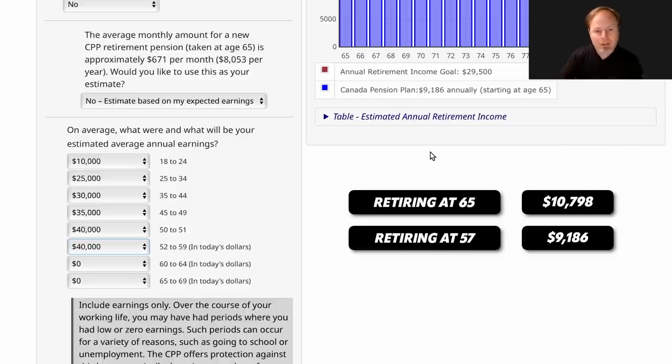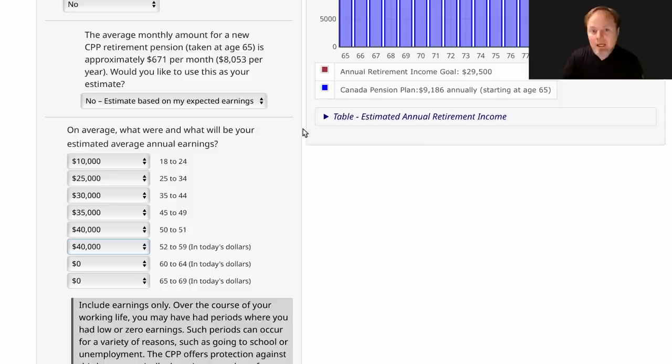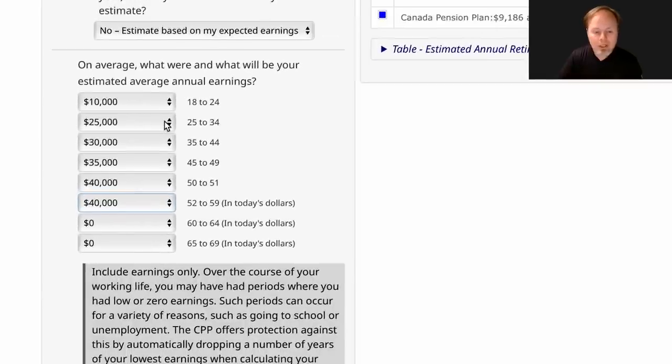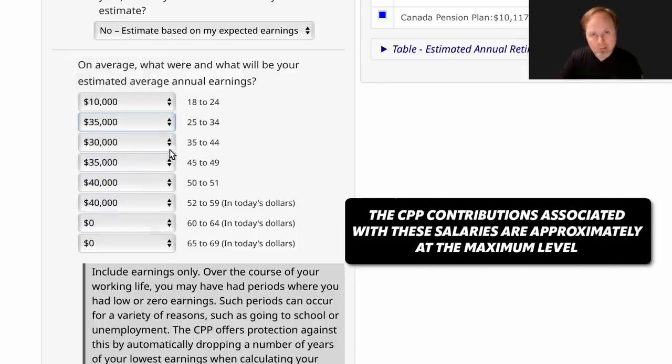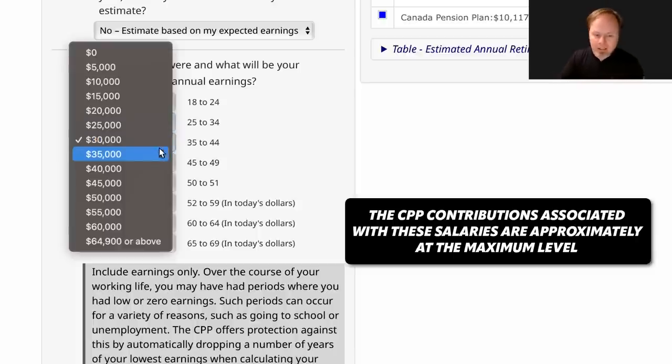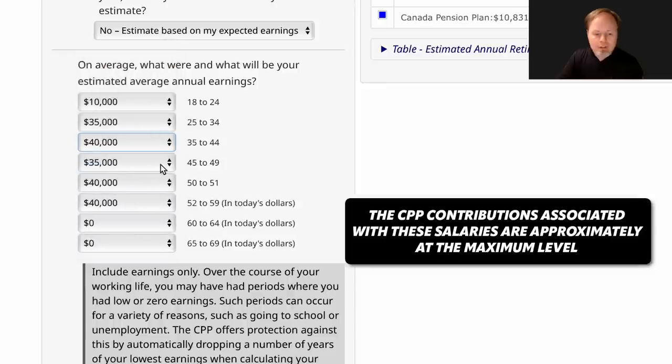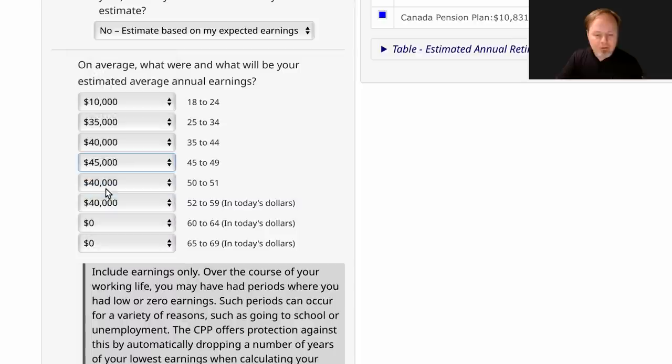Now, let's look at the same idea, except for somebody who's made maximum CPP from the beginning of their career. So again, I'm going to leave the late high school, college, university years at $10,000. And I'm going to go to $35,000, which was approximately the salary that would get you the maximum CPP contributions back in 25 plus years ago. And then again, just doing the same slow increases, 40, 45, 50, 55. So this person here is making relatively under the maximum contributions.